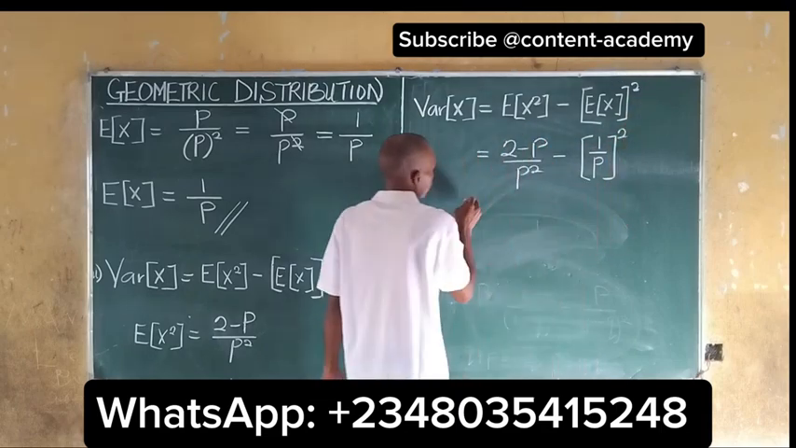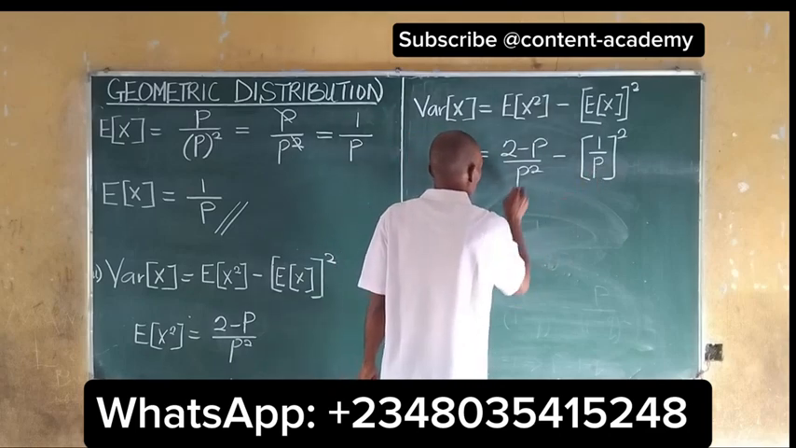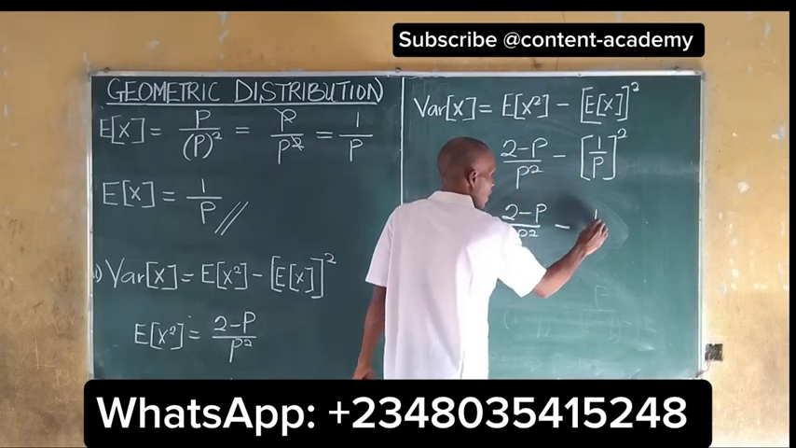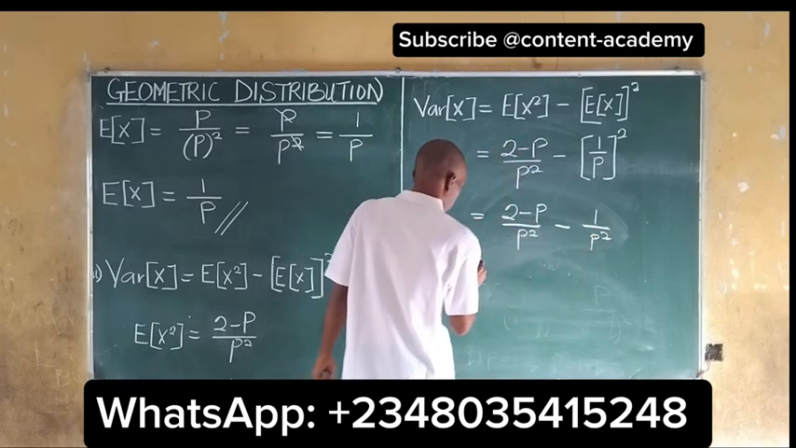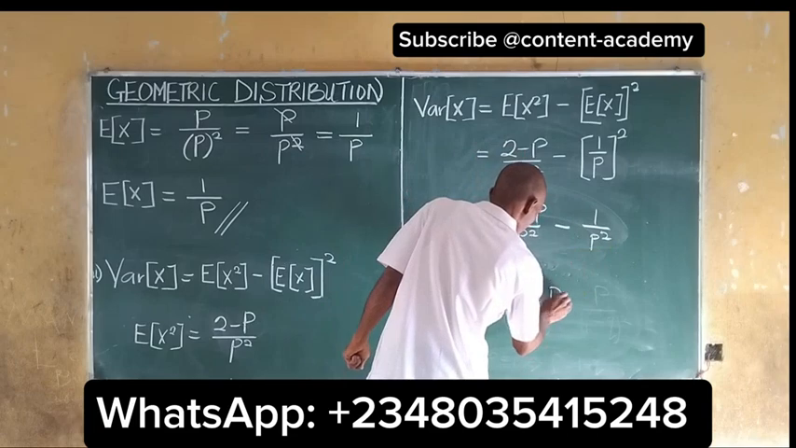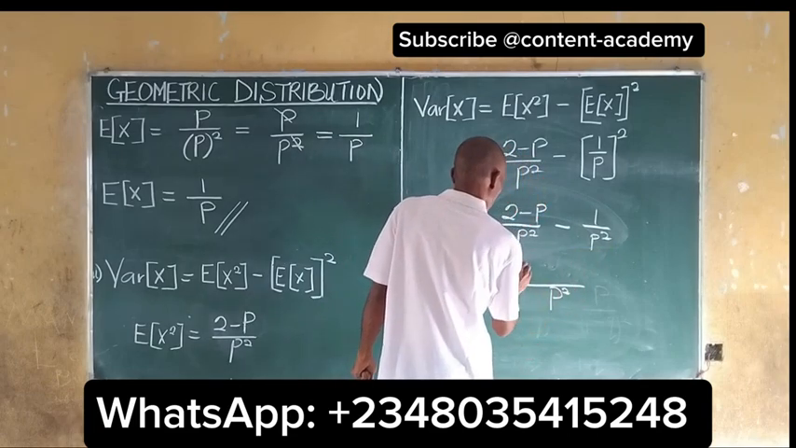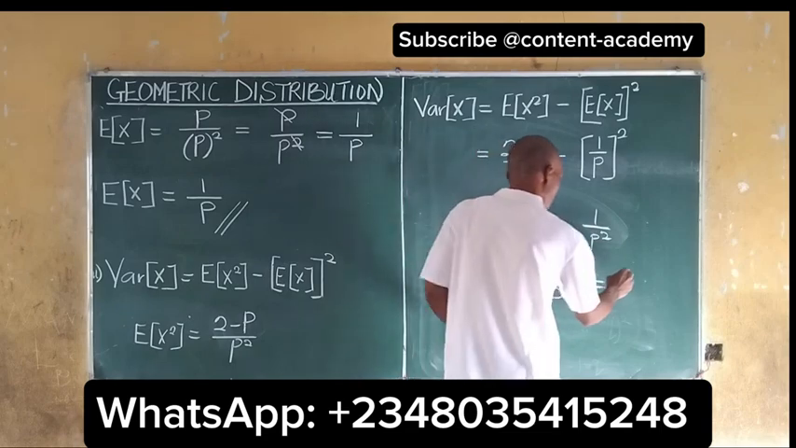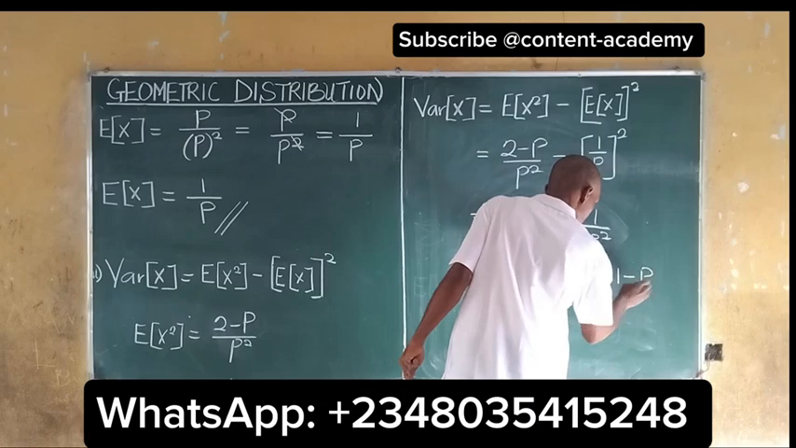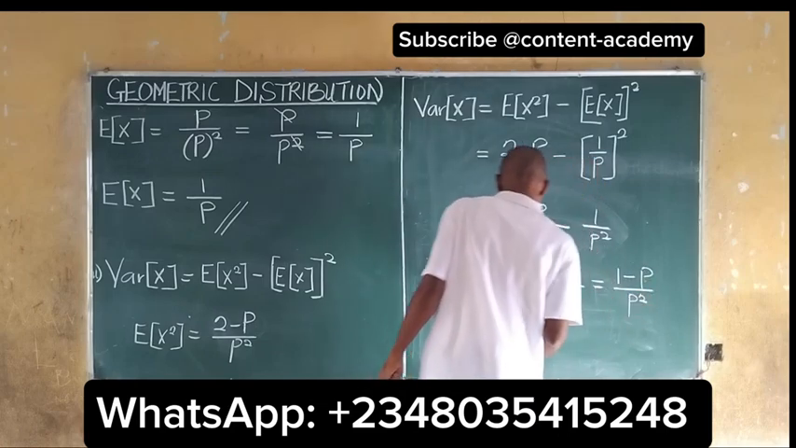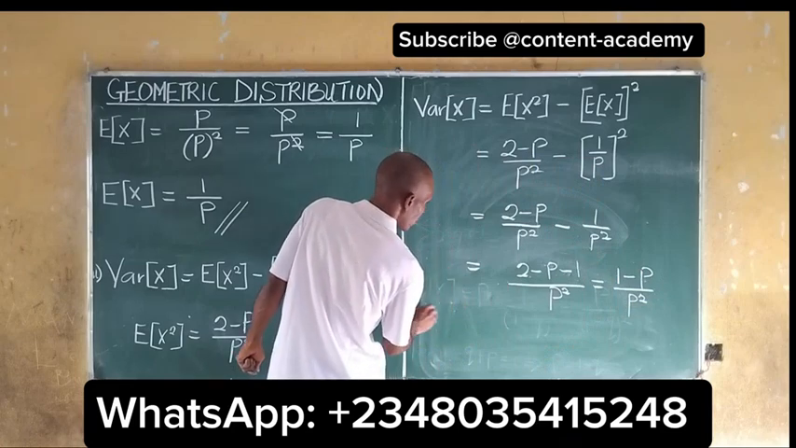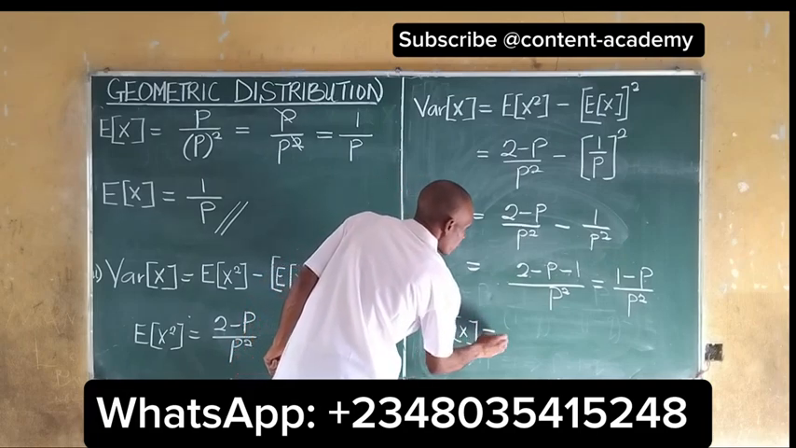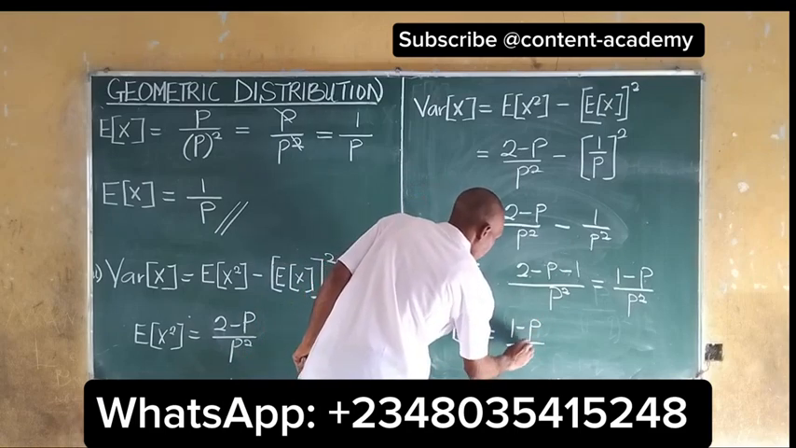Because of this squared, we'll put it as all squared, which is the same thing as, if we open this bracket, 2 minus p all over p squared minus 1 all over p squared. If we take the LCM, p squared, this is the same thing as 2 minus p minus 1, which gives us 1 minus p all over p squared. That means that our variance of x is equal to 1 minus p all over p squared.